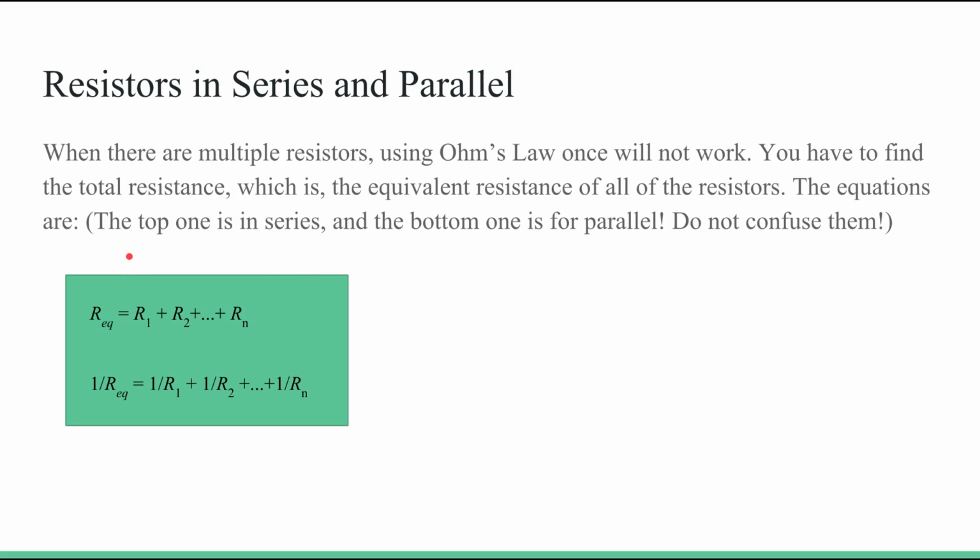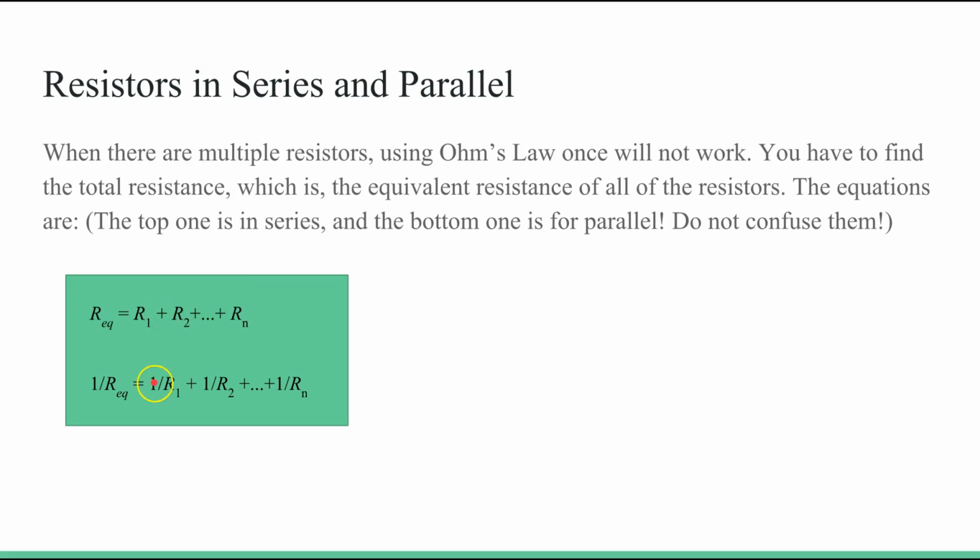Our equivalent resistance, the total resistance, equals R1 plus R2 plus all the way to Rn. This works for any number of resistors in series. So you can have 1,000,000 resistors in series, I think I said parallel earlier. As long as they're all in series, you can use this formula, add up all the individual resistances, and you will get the total resistance.